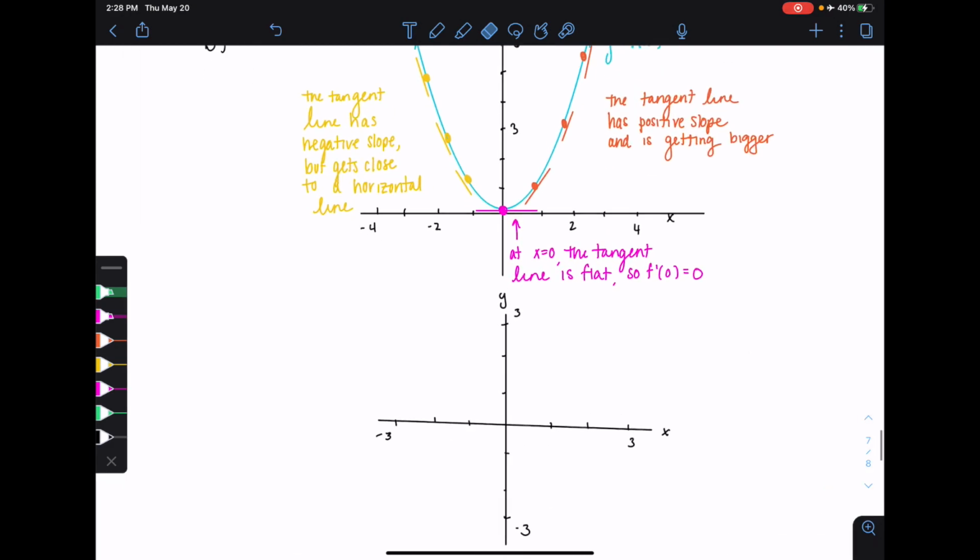So utilizing this to create a graph, at 0, my tangent line is flat, so it's 0. My slope is going to be negative for negative values of x. And then my slope gets positive for positive values of x. So here the slope's positive, here the slope is negative. Okay.